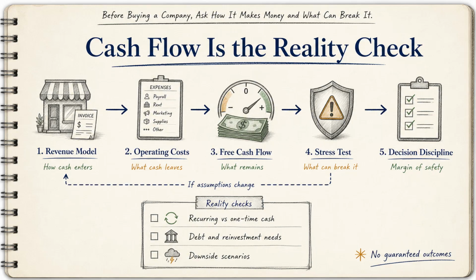Cash flow is the reality check. A company can report profit while receivables stretch, inventory rises, or capital spending consumes cash. Free cash flow asks what remains after operating needs and reinvestment. For investors, a business model eventually needs to show cash evidence, not only adjusted metrics. If profit grows but cash does not follow, the model deserves extra scrutiny.